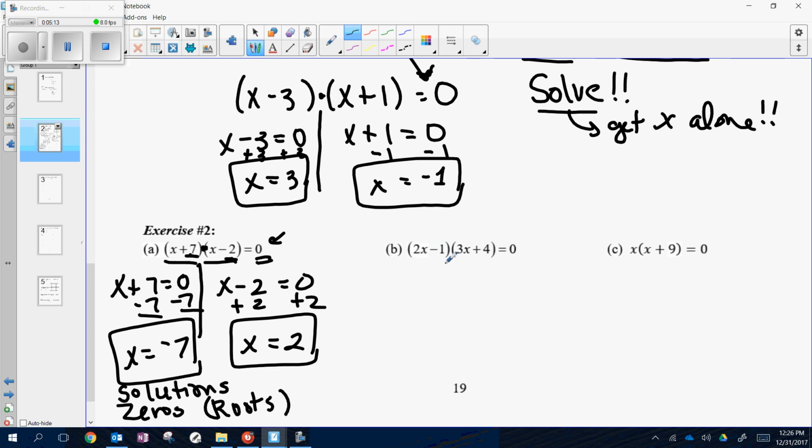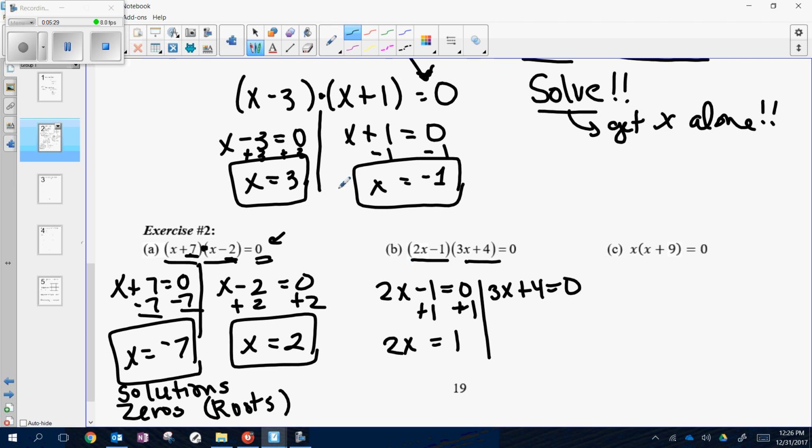Okay, this one, the factors are already set equal to 0, so you're just going to say that each of them could equal 0. 3x plus 4 could equal 0. These are a little bit harder to solve, but you guys are pros at this. Add 1 to both sides for this one. You got 2x equals 1. Now divide by 2.